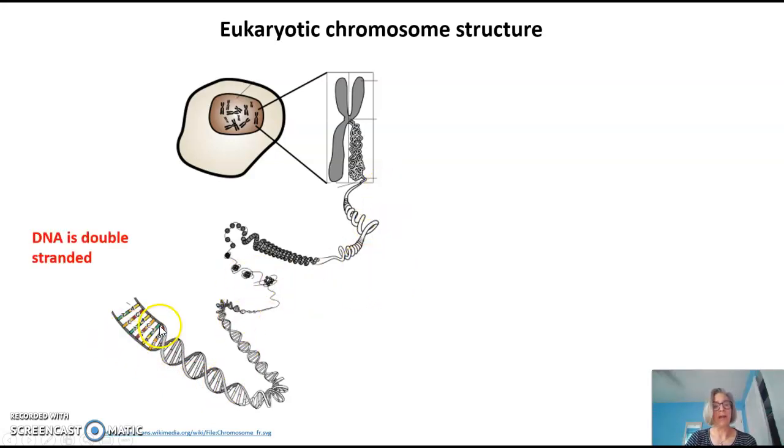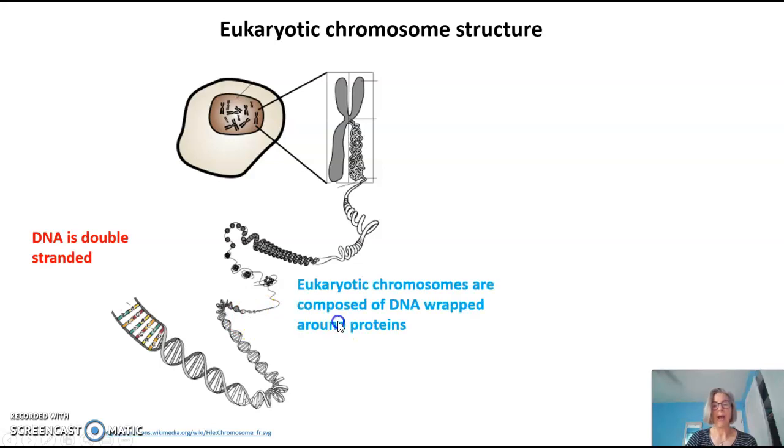DNA, as you know, is double-stranded and it forms this helical structure here. And what you see is that DNA wraps around proteins. So eukaryotic chromosomes are composed of DNA wrapped around proteins. And then they fold and fold and fold on top of each other until they reach this structure that you are most familiar with as a chromosome.